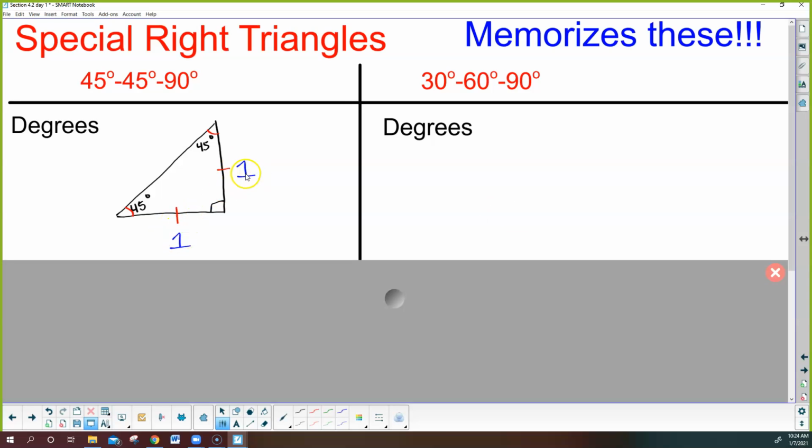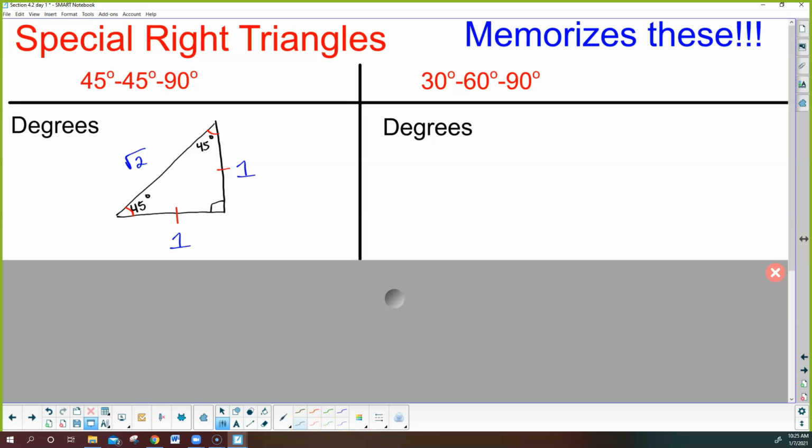So if I have a side length of 1 and 1, I could do the Pythagorean theorem here. 1 squared plus 1 squared is 2, and then 2 would equal c squared. So if I took the square root of that, here's my side length. Okay, these are very important side lengths: 1, 1, square root 2 for a 45-45-90.